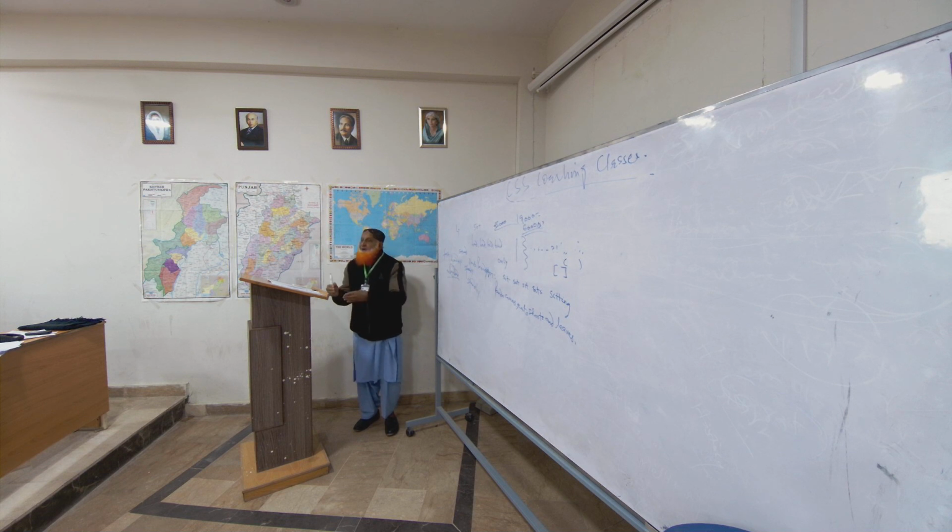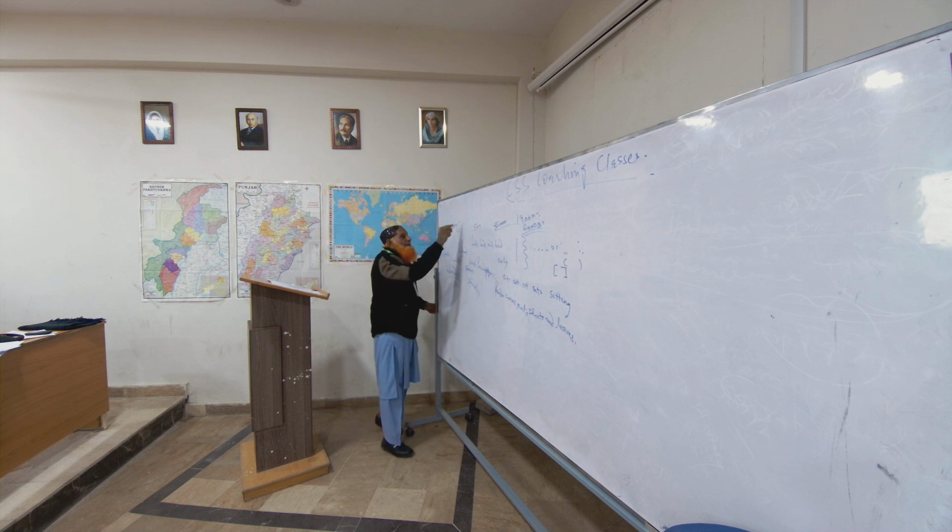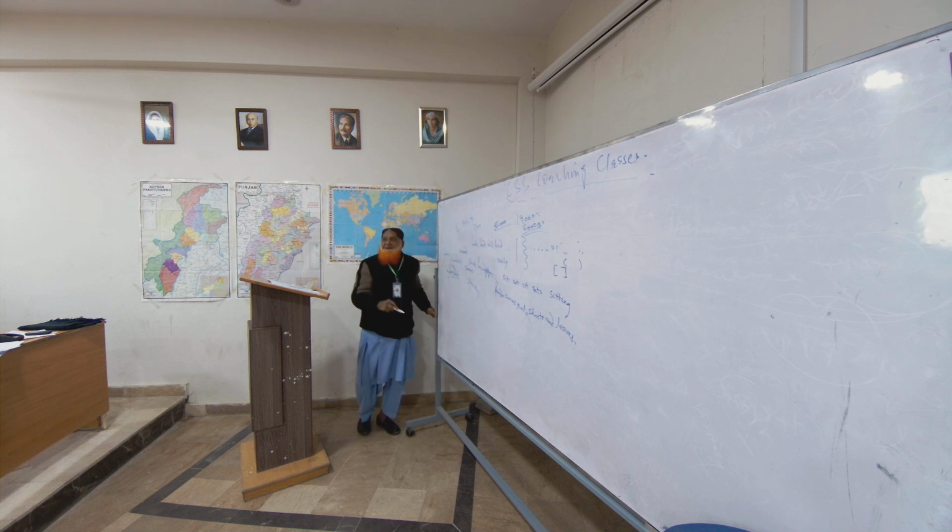From nouns we get verbs, from adjectives we get adverbs, and so on. Normally, we say the eight parts of speech, but actually there are nine. The ninth one is articles.